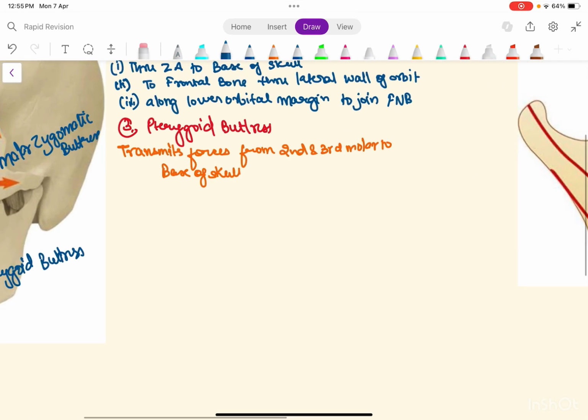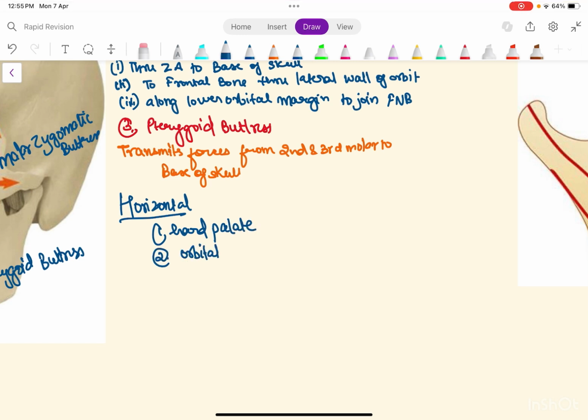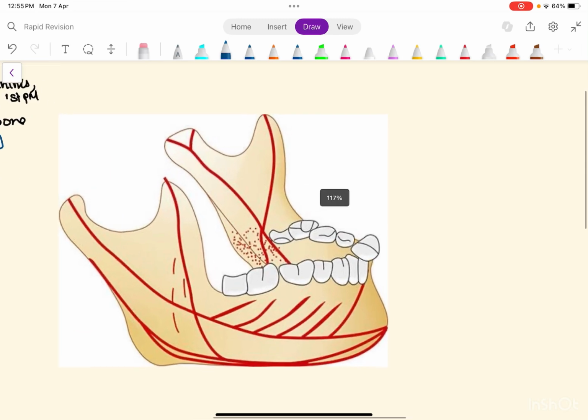Now we have certain horizontal ones also. For that you have to remember just a few names. You have the hard palate, then you have orbital ridges, then palatal bone, and zygomatic arches. Now let's go through the mandible.